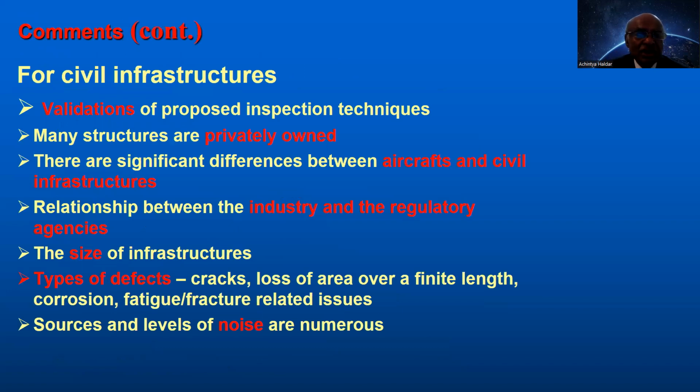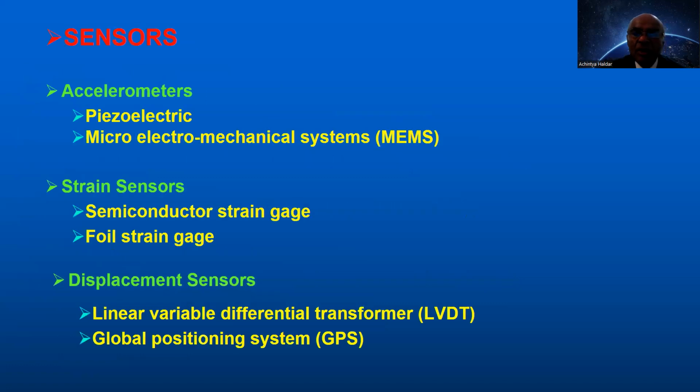Now, civil infrastructures are most of the time privately owned, and the owner may not give permission to assess structural health from an insurance point of view. From the aircraft point of view, it is controlled by, at least in the US, the FAA, Federal Aviation Administration. Size of infrastructure, types of defect, cracks, loss of area over finite length, corrosion, fatigue, fracture. And since we'll be measuring data, it would always be noise contaminated, and we have to mitigate that properly.